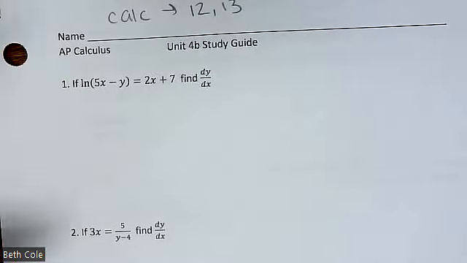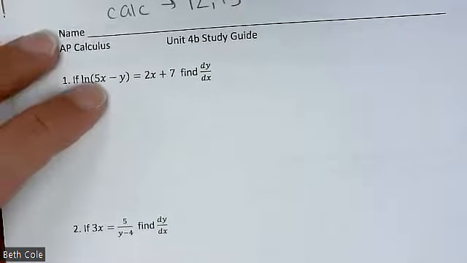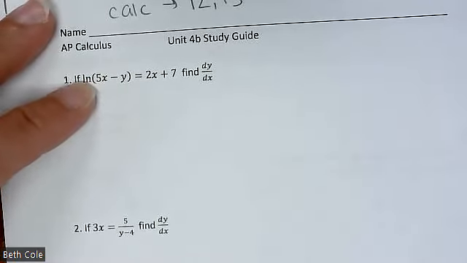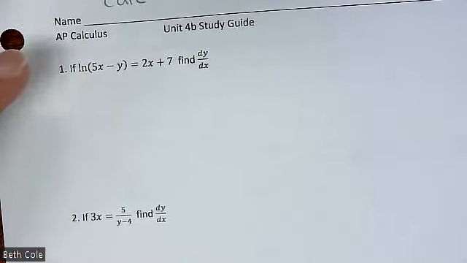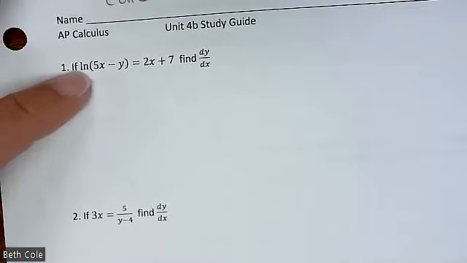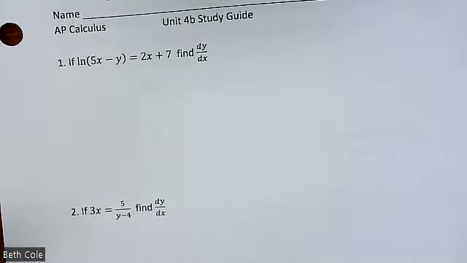So here we're just finding the derivative, find dy dx. That sounds simple enough, but these get pretty complicated. This is a chain rule. Outside function is ln. So what's your derivative for ln? Yeah, it's 1 over x, but it's going to be 1 over like that stuff. So I'm going to put the 5x minus y in the denominator.